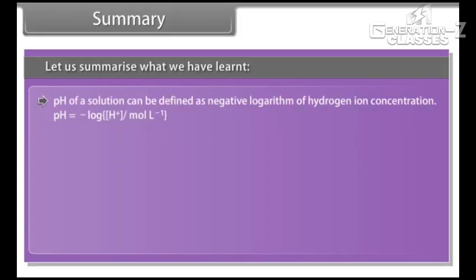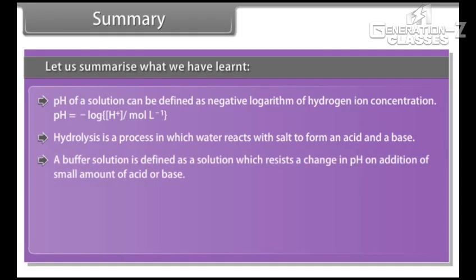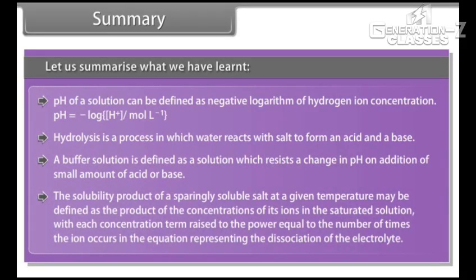pH of a solution can be defined as the negative logarithm of hydrogen ion concentration. Hydrolysis is a process in which water reacts with a salt to form an acid and a base. A buffer solution is defined as a solution which resists a change in pH on addition of a small amount of acid or base. The solubility product of a sparingly soluble salt at a given temperature may be defined as the product of the concentrations of its ions in the saturated solution, with each concentration term raised to the power equal to the number of times the ion occurs in the equation representing the dissociation of the electrolyte.